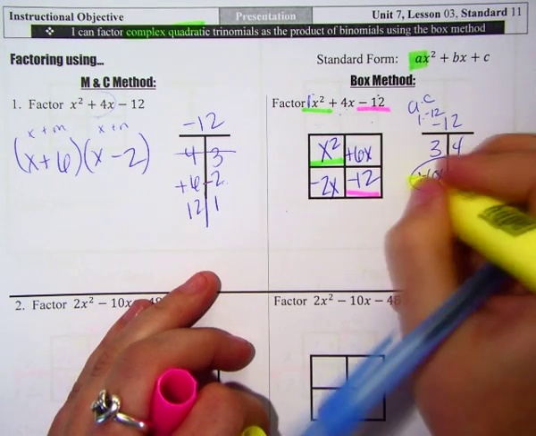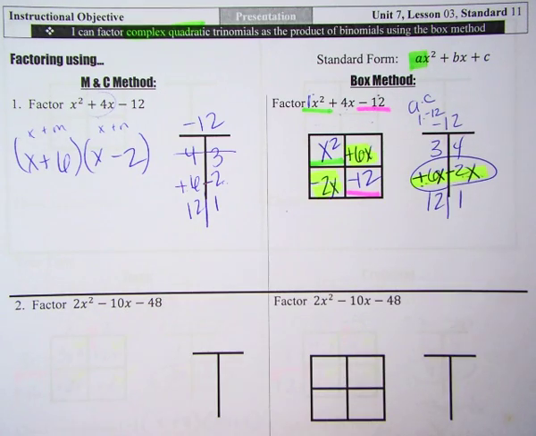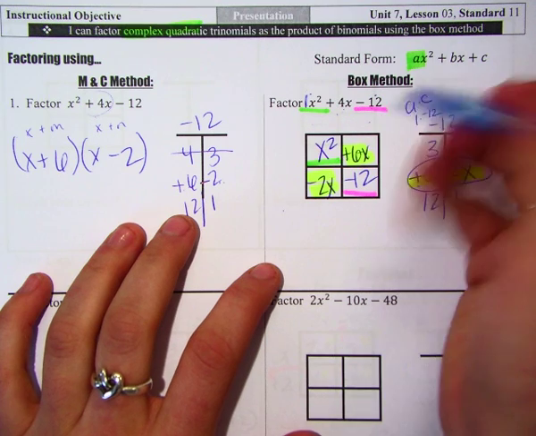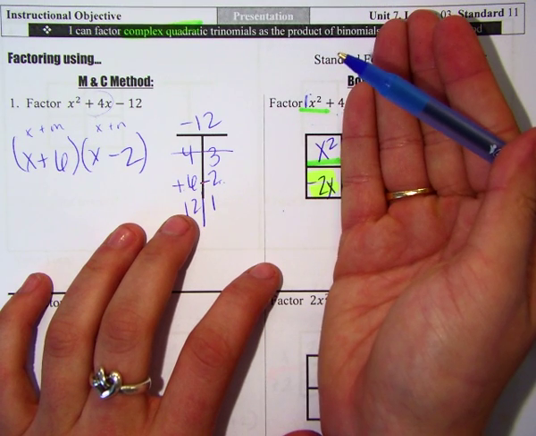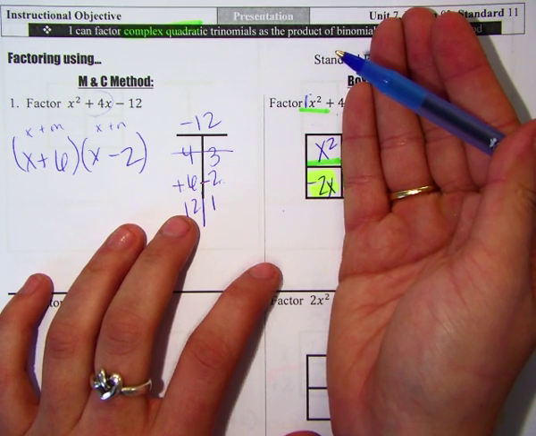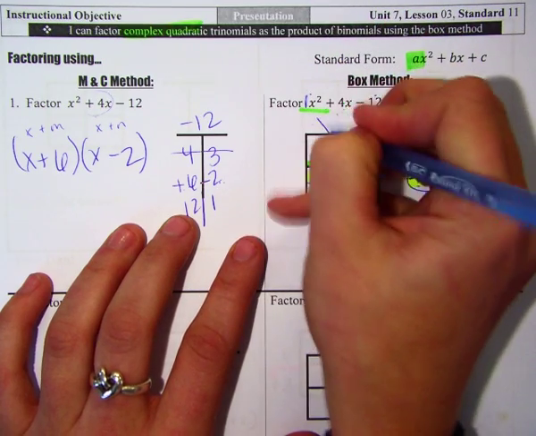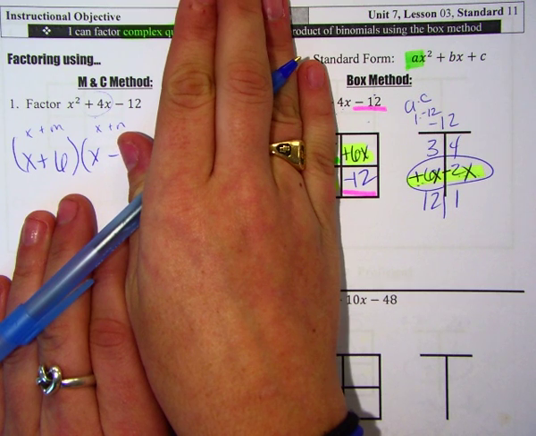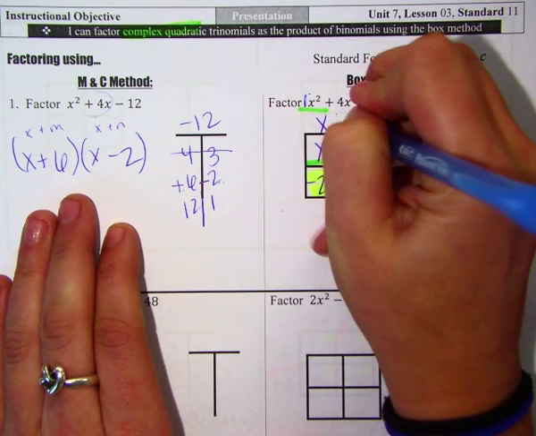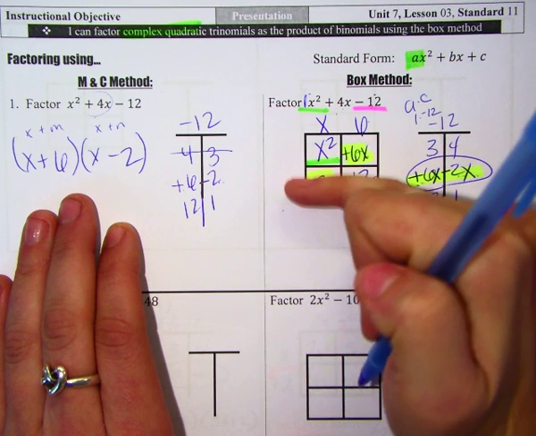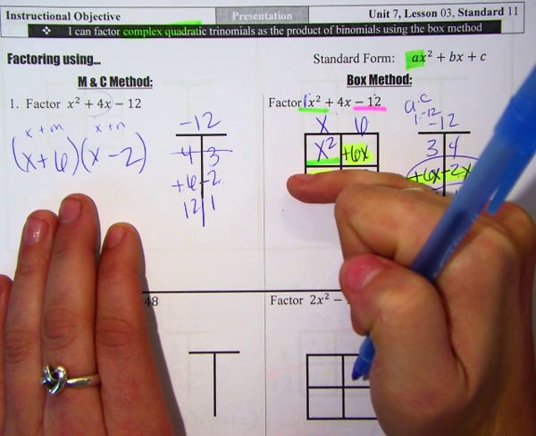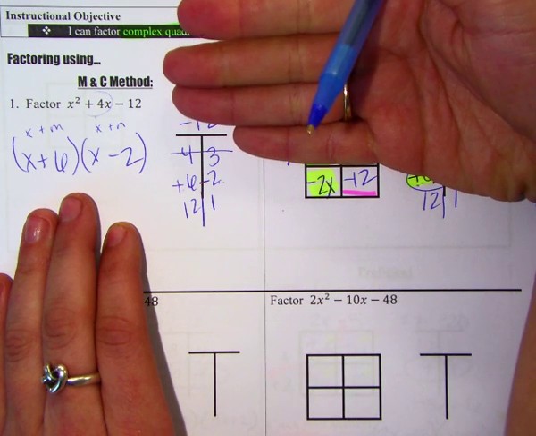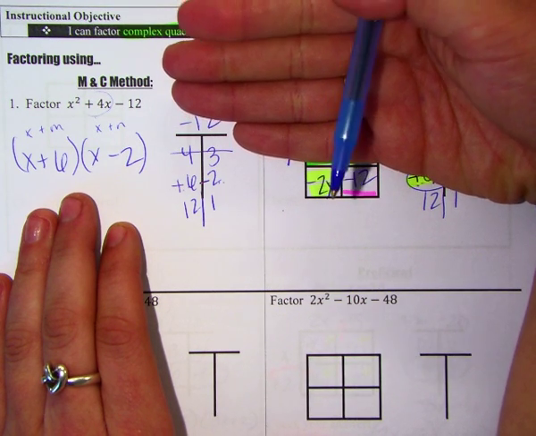Okay, so these two terms just go in the two boxes. It actually doesn't matter which box they go in. Now we're going to take the GCF. So the GCF between these two boxes is just an x. The GCF of these two boxes, they're both 6 times something, so it's a 6. The GCF of these two boxes, they both have an x, so that's it. The GCF of these two boxes, they're both 2 times something.